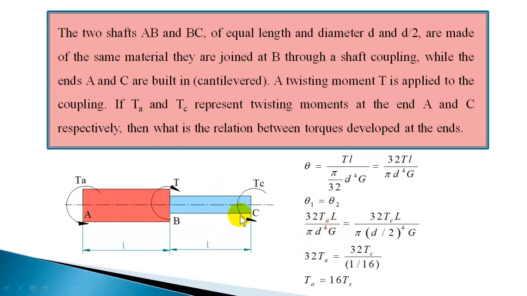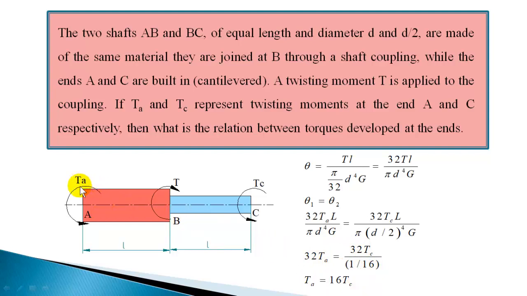In the second section, torque is TC, but diameter is half, D by 2. So D by 2 means here 1 by 16 will come. The rest of the things are common. Pi d to the power of 4G, pi d to the power of 4G. Here 1 by 16 will be there. L cancels. You get 32 TA is equal to 32 TC divided by 1 by 16. Or 32 cancels. TA is equal to 16 TC.